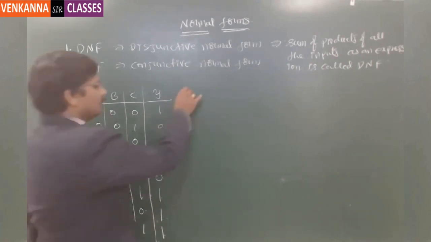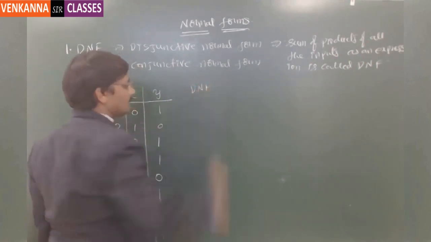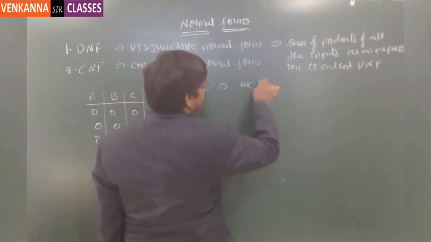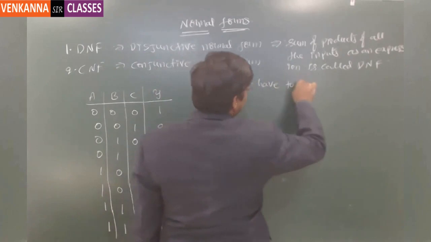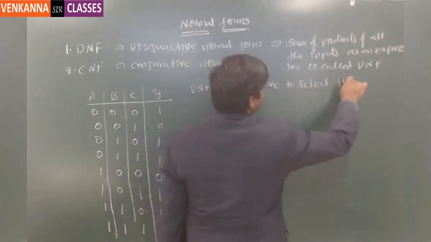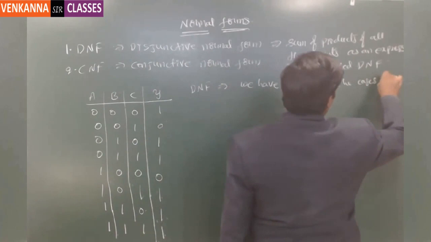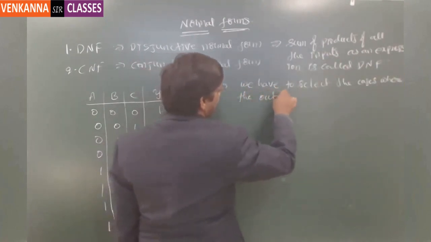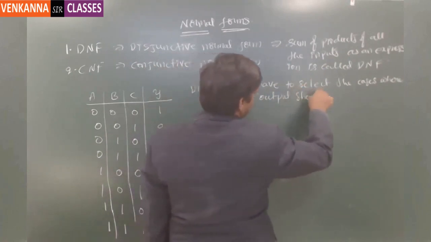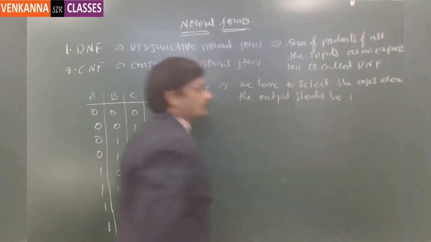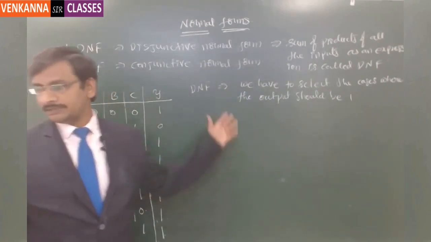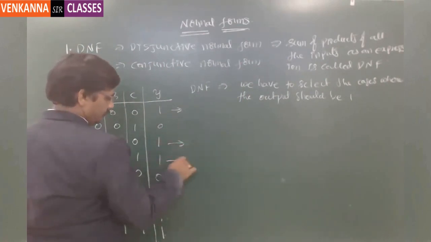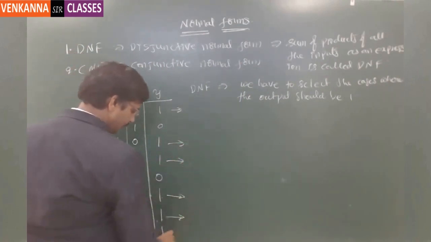Now for DNF, disjunctive normal form, what we need to do is we have to select the cases where the output should be 1. So this is the method of selecting for DNF. Now here this is 1, and this is 1, and this is 1, and this is 1, and this is 1, this is 1.